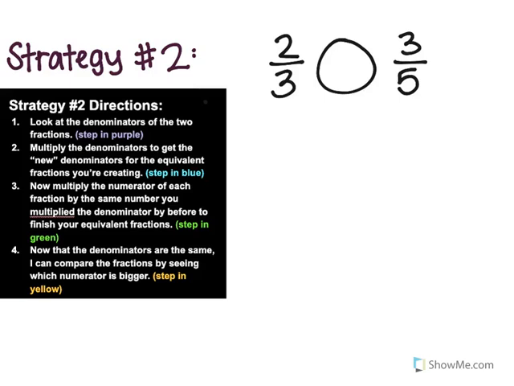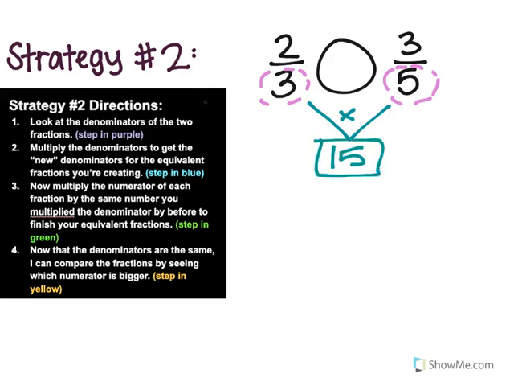Okay, boys and girls, so we're working on strategy number 2. Strategy number 2 is where I multiply my denominators. So, like with all the other strategies, I'm going to look at my denominators first. I know I need to multiply the denominators to get my new denominator for the equivalent fractions I'm creating. So, I am going to do this in blue. So, I take them and I multiply them. So, 3 times 5 gives me 15. This is going to be my new denominator that I need to change both of these into to get there.